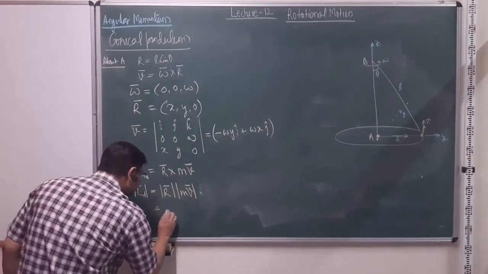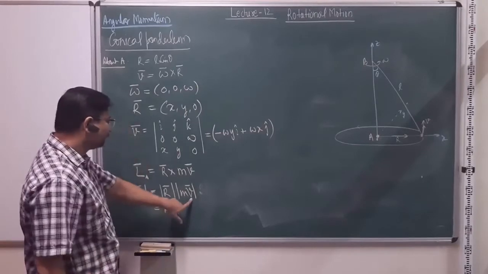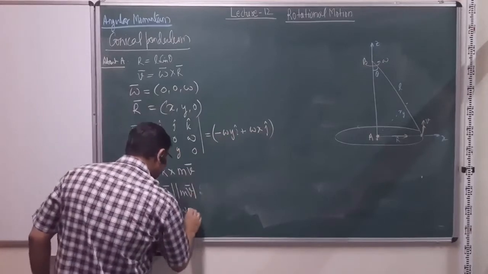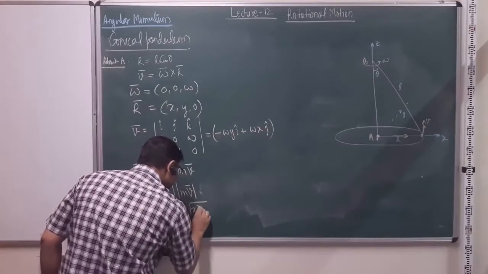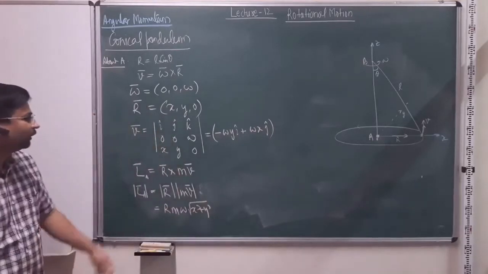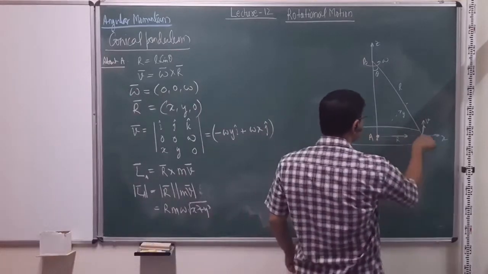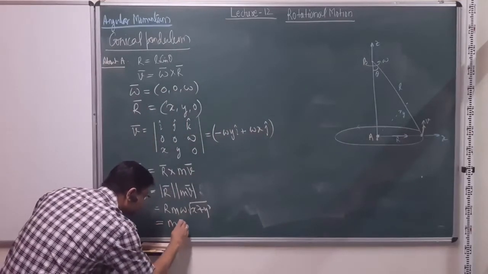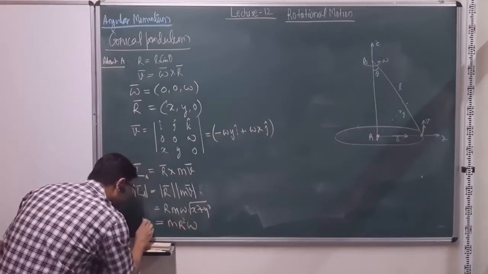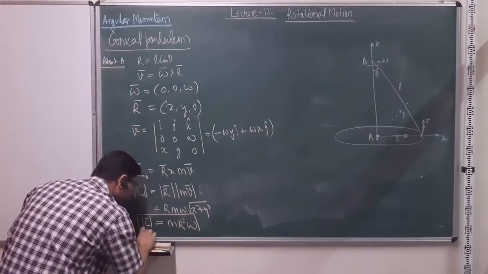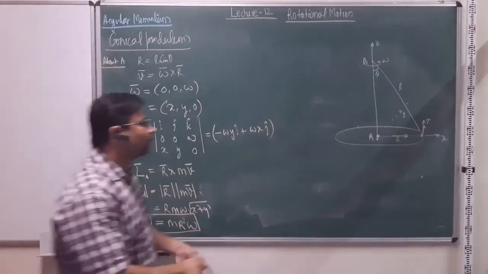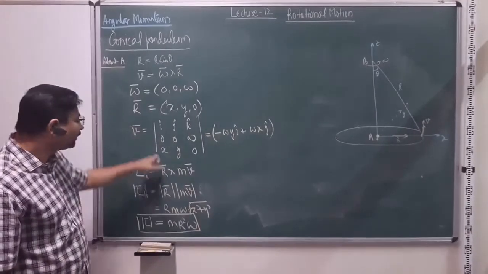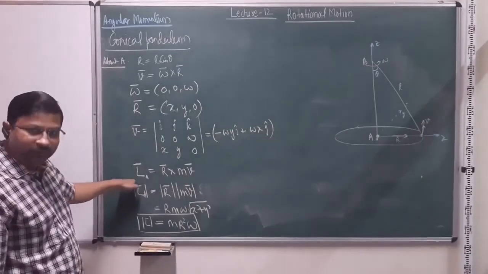And what is this magnitude? This is r, this is m, this is the v magnitude. The v magnitude is omega times the square root of x square plus y square. And in this case, when the motion is in a circle, the square root of x square plus y square is simply r. So this is m r square omega. That's the angular momentum about this point, right? This is the magnitude. In which direction it points, that we can get when we solve the vector equation.